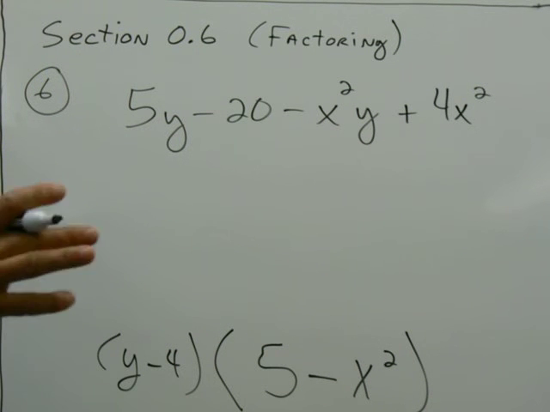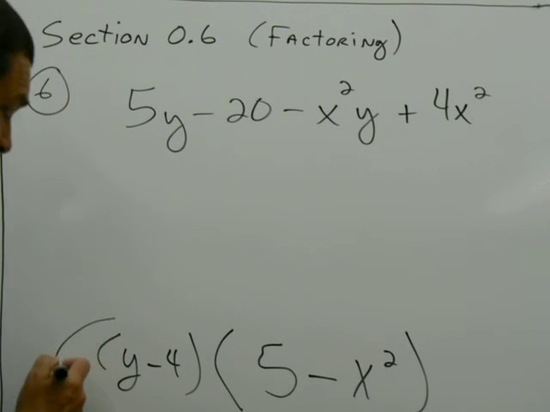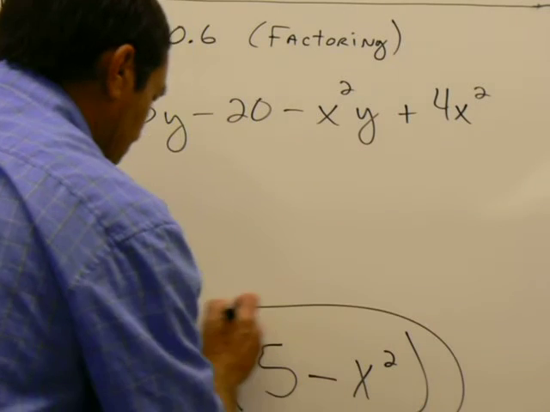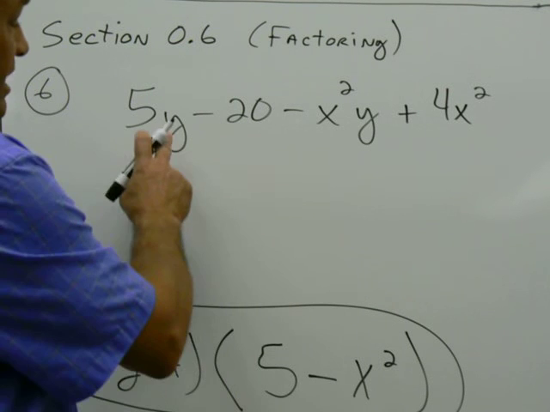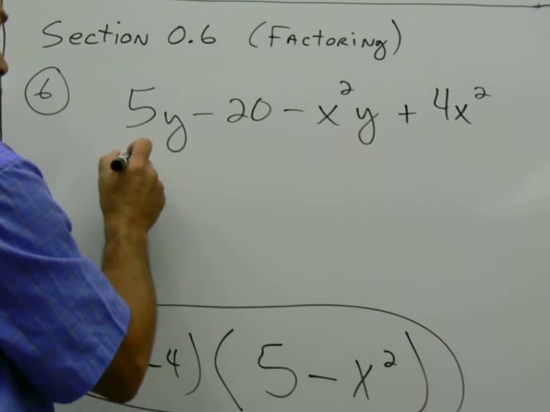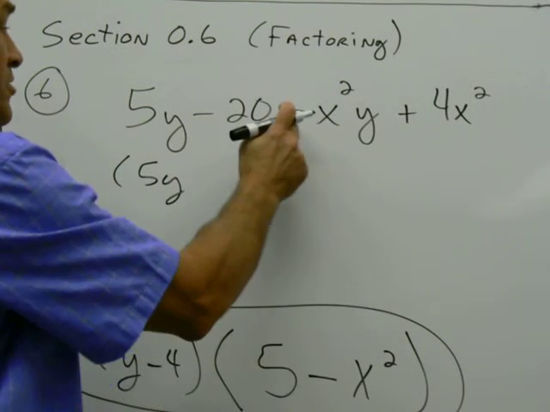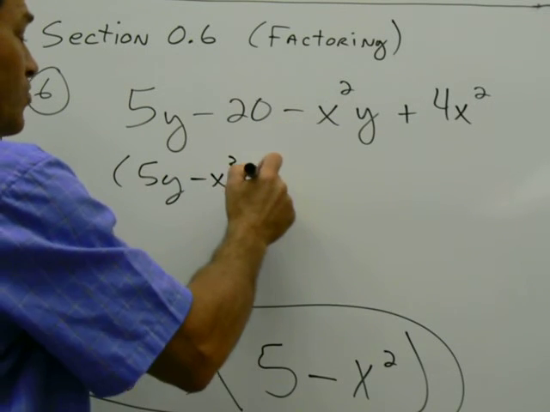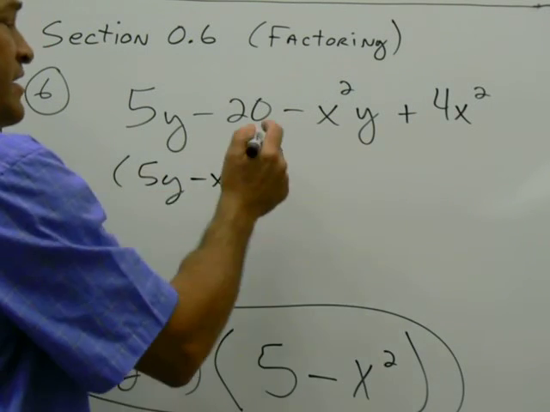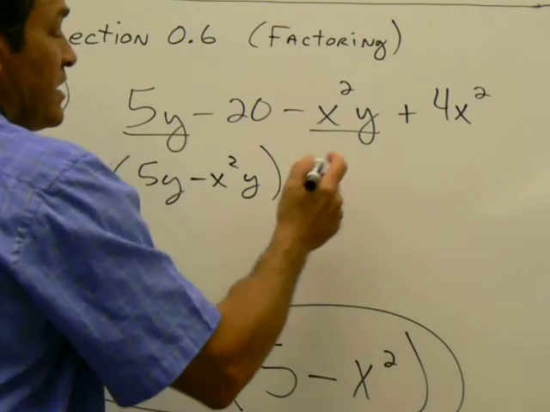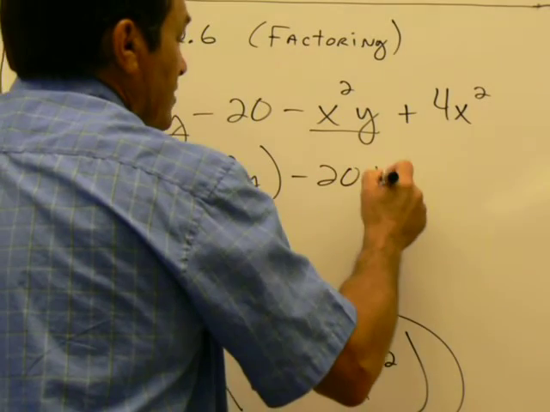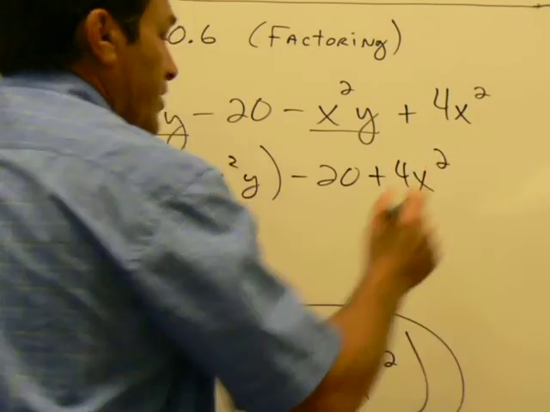Now, I'm going to show you something. Here's our answer. It often does not matter how you group the terms. I could have done it differently. For example, watch this. I'm going to take the first term and the third term, and I'm going to put those together: 5y minus x squared y. That's this term and this term. That leaves me with this term and this one: minus 20 plus 4x squared.